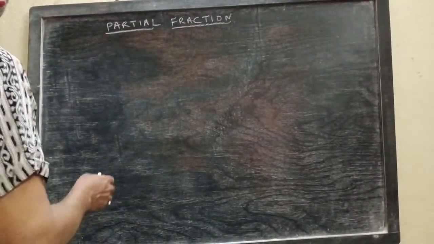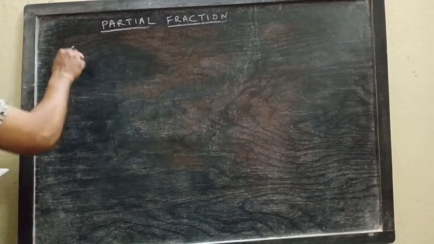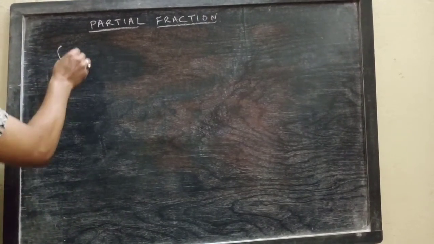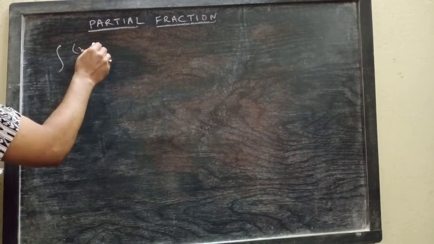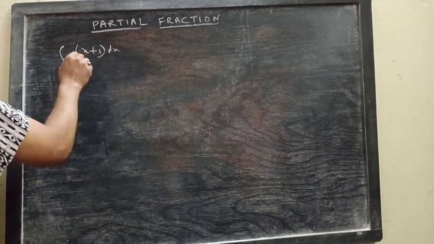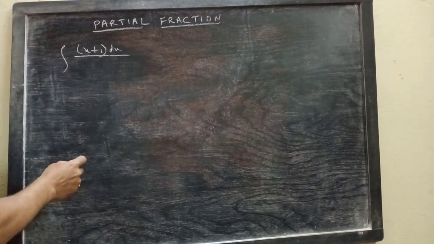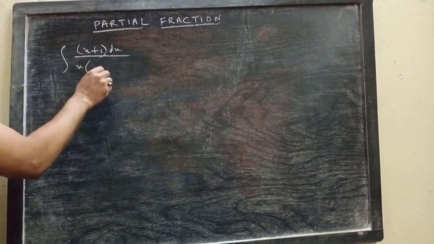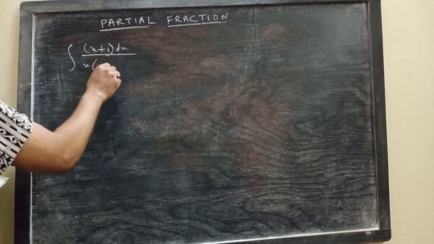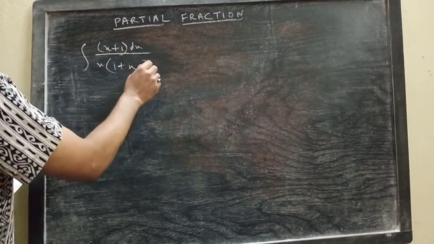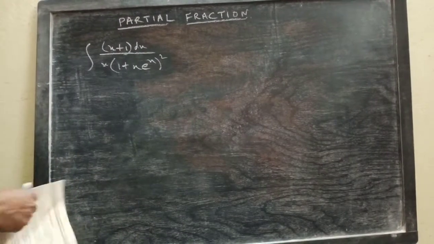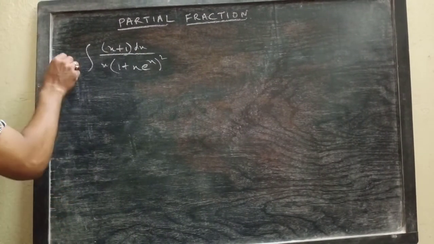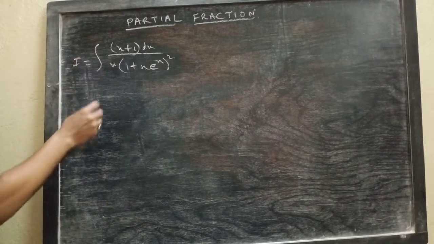So let me solve today the integration of (x plus 1) dx divided by x into (1 plus x e to the power x) whole square. Okay, let the integral be I.